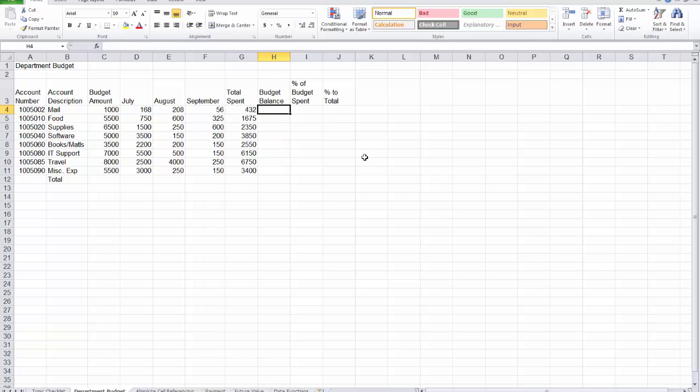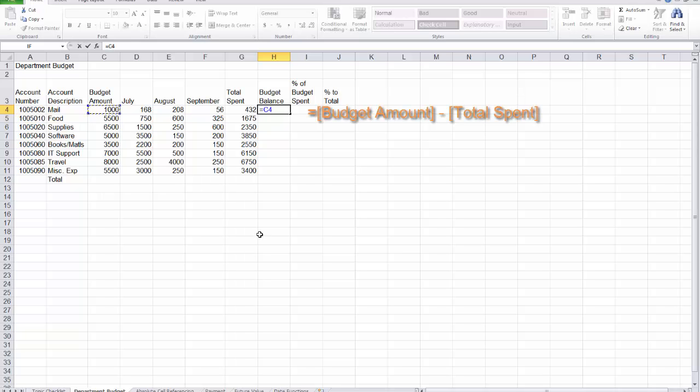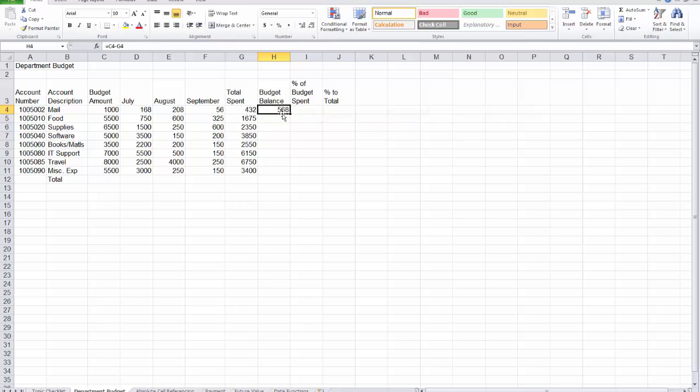Now let's calculate the budget balance. This starts with an equal sign. It's simply the amount that we were given to spend for mail minus how much we've spent so far, C4 minus G4. And we can autofill that down.